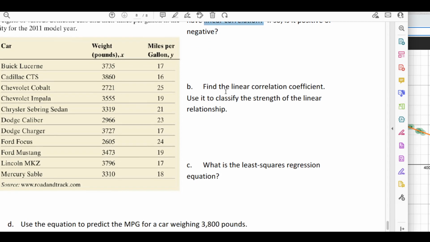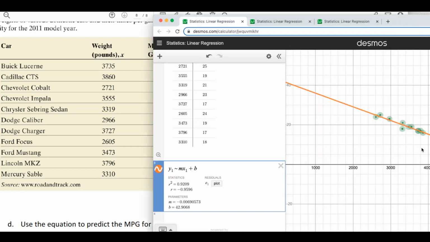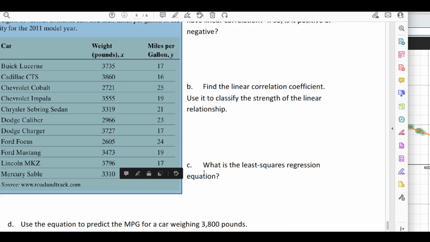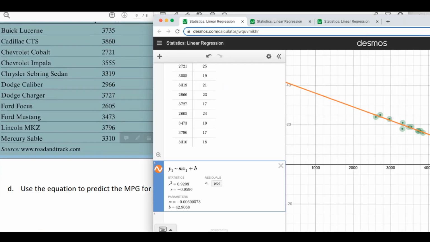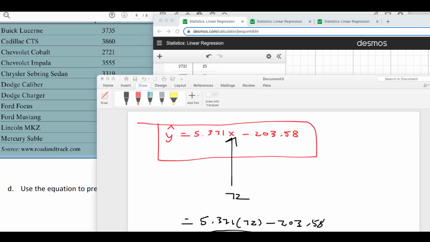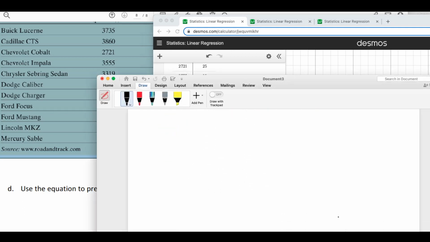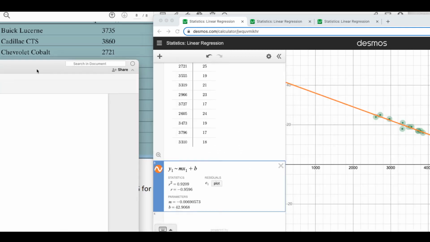For B, find the correlation coefficient, which is negative 0.9596. You just read it from here. That's what you write. And the equation: what's the least squares regression equation? Y hat, the same thing as y hat, equals m, put the slope here, plus b. So let me actually write that in here so we can work with it.